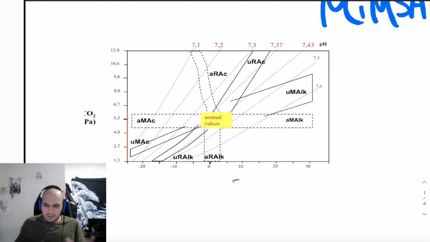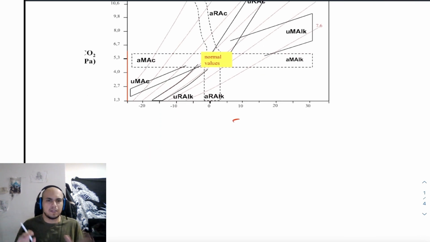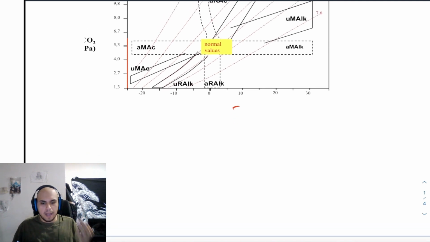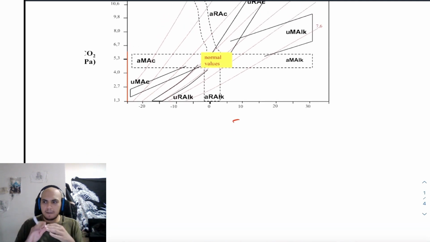So before we get into drawing the graph and doing all this stuff, let's just take a step back, right? Let's talk about the very basics before. The very basics are the three things I'm going to mention here, and they should stay with you in all of these questions, all four of these questions, meaning respiratory and metabolic acidosis and alkalosis. So these are four questions.